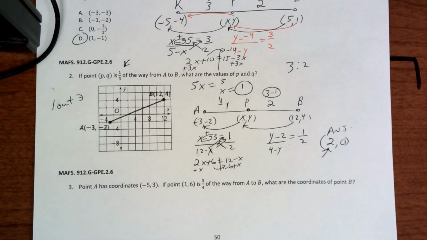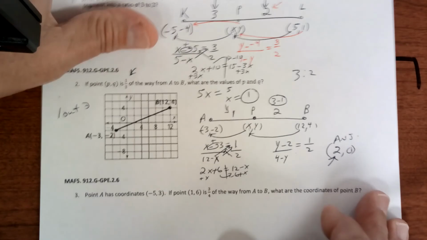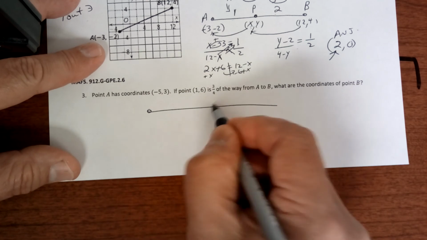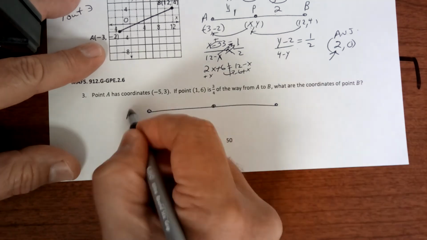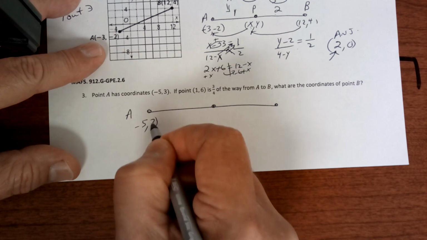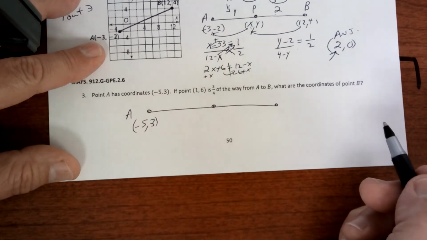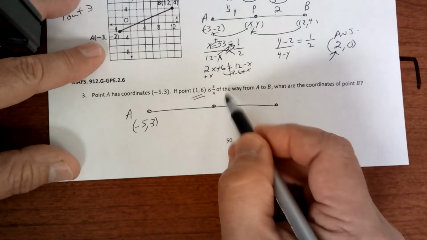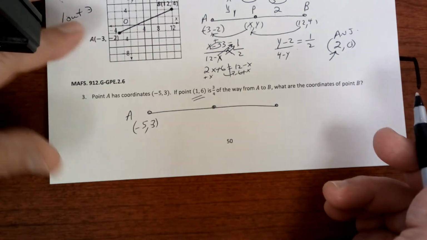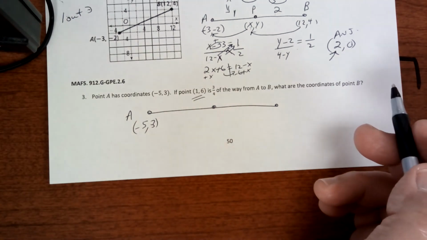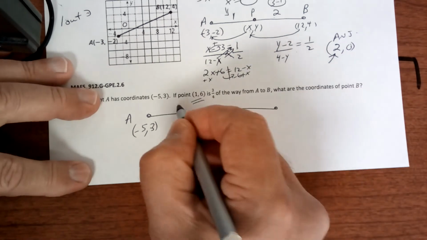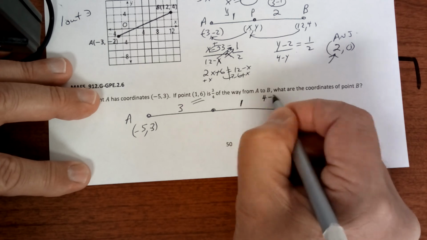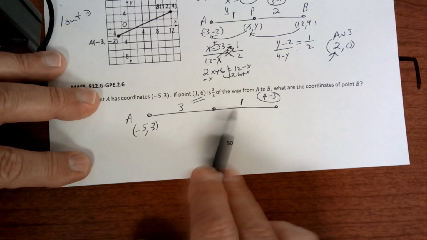Let's try one more. This one right here, it says point A. So we're going to do it the same way. We're going to set it up just like that and put point A. And then you have another point. This point is 3/4 of the way. Okay, so it's 3 out of 4 pieces. This would have to be 1, 4 minus 3. 3 plus 1 is 4 pieces, and this one's 3 out of 4.